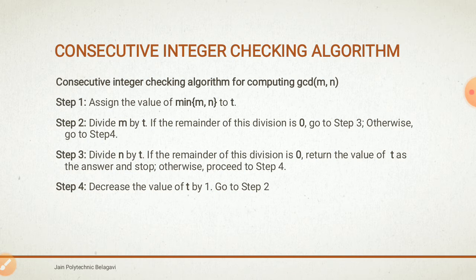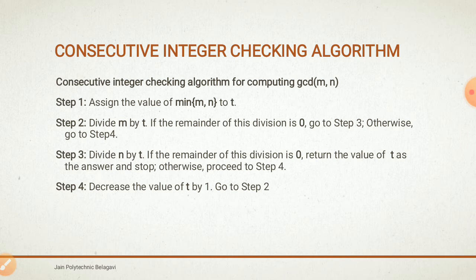What is step 3 containing? Divide n by t. If the remainder of this division is 0, return the value of t as the answer and stop. Otherwise, proceed to step 4. Decrease the value of t by 1. Then go to step 2.